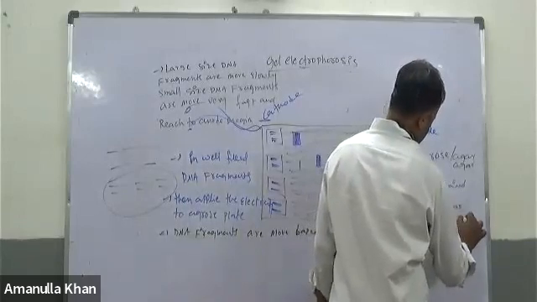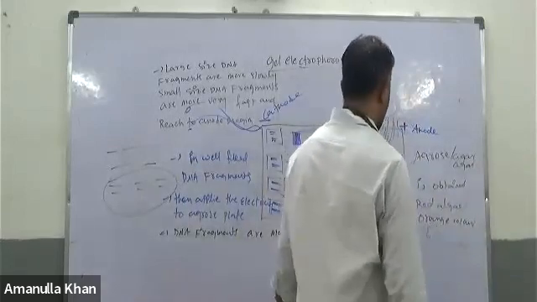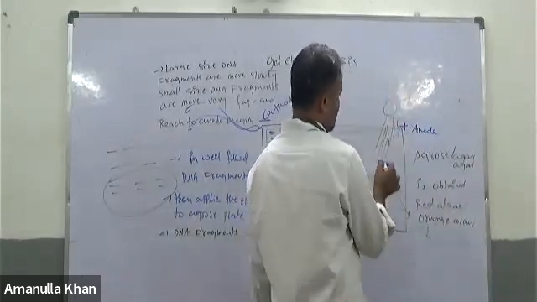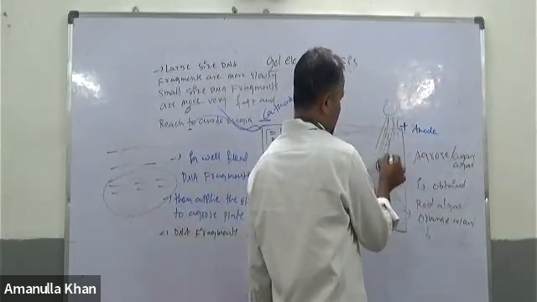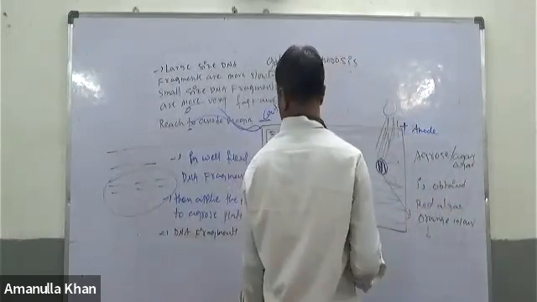Orange color bands appear on the agarose plate, and then these orange color bands will be separated from the agarose plate. That is called what? Elution.